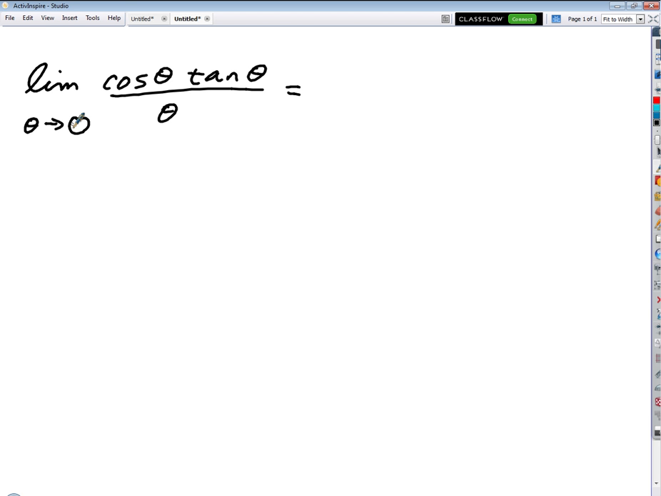But as theta approaches 0, we're going to have a problem because, what's the tangent of 0? Tangent is sine over cosine, so it's 0. On the top, it doesn't even matter what cosine is because we know that the tangent of 0 is 0. So the top goes to 0, bottom goes to 0, more work. It's indeterminate. So we've got to somehow eliminate that indeterminacy.